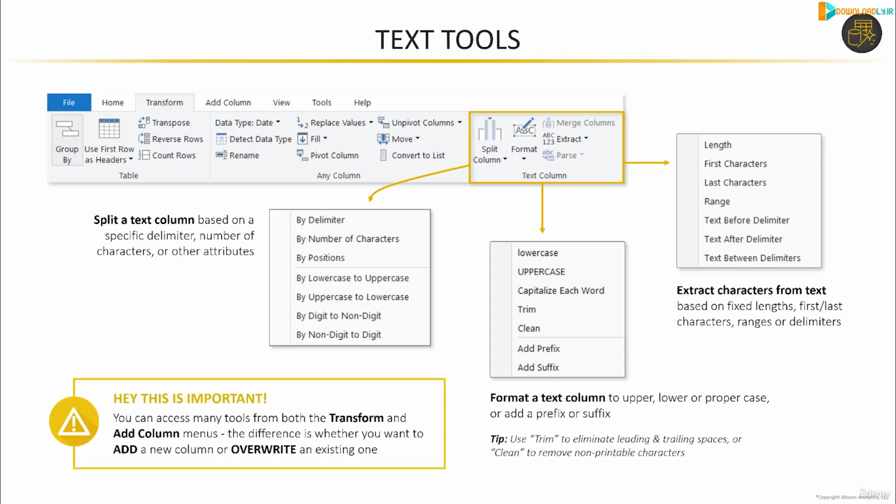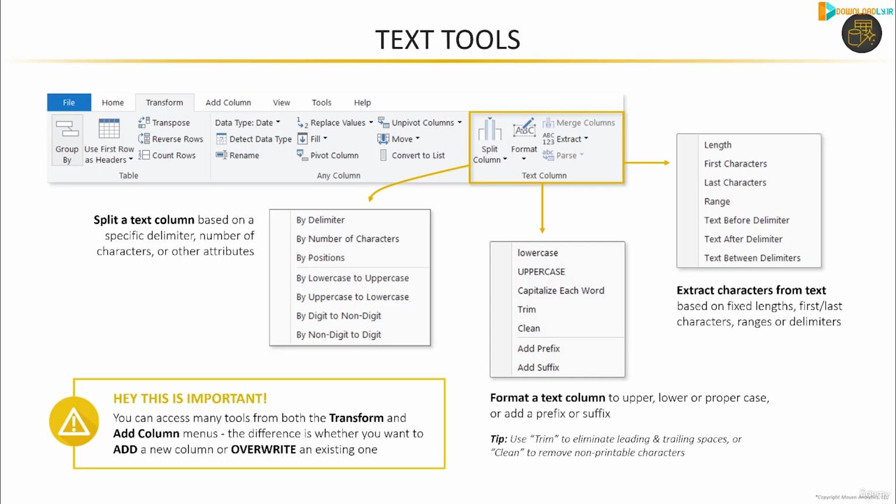So when you select a tool from within the Transform tab, you're essentially modifying or overriding the column that you've selected. But when you choose a tool from the Add Column tab, you're creating a brand new column within your table. So that may sound really obvious when I say it now, but I guarantee as you're learning this tool and as you're playing around with the query editor, you will at some point in time select the tool from the wrong tab. And you know what?